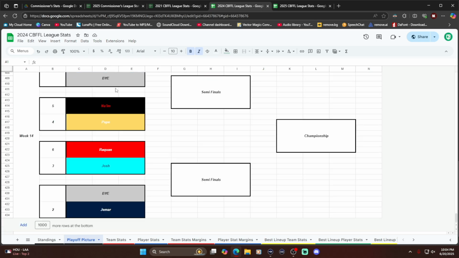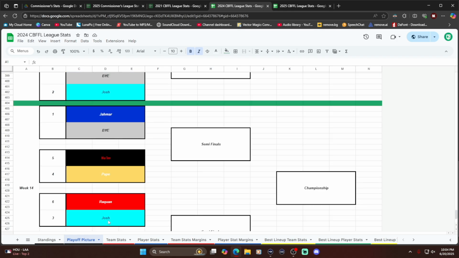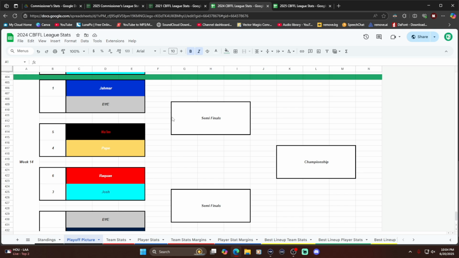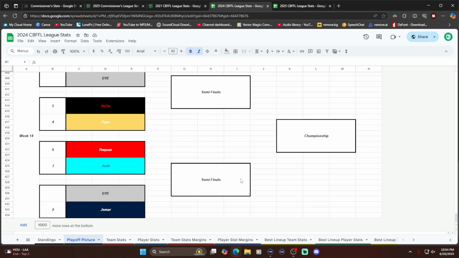You got Jamar 2, Jamar 1, 3 seed Josh, 4 Pape, 5 Naeem, 6 Raekwon. Now this isn't showing the playoffs of like, oh, if someone wins here, who will be next, and if someone wins here. Nope, this is just a playoff picture and what it will look like. We don't have a playoff stat sheet yet, but in the future we will get one of those operating.